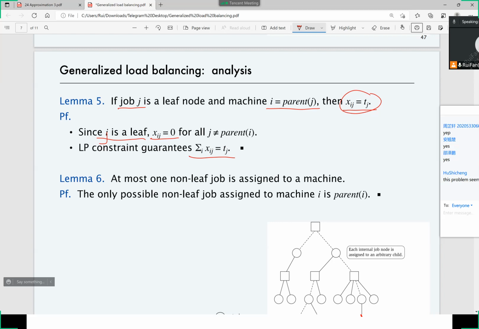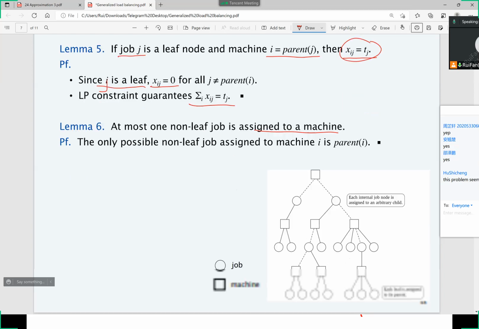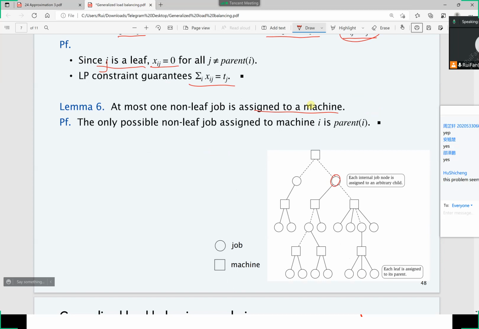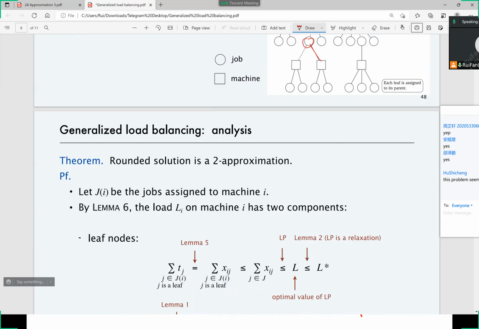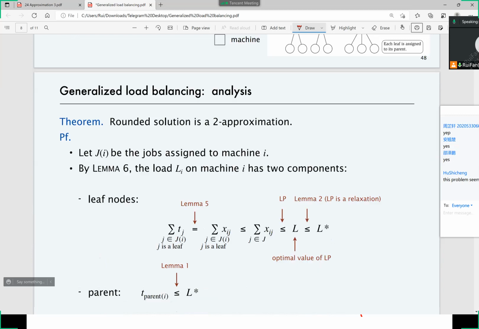And then the final lemma is that at most one non-leaf job is assigned to a machine. This is simply because if you look at a non-leaf job, for example this job or this job, you just assign it arbitrarily to one of its children. So you assign it only to a single machine.